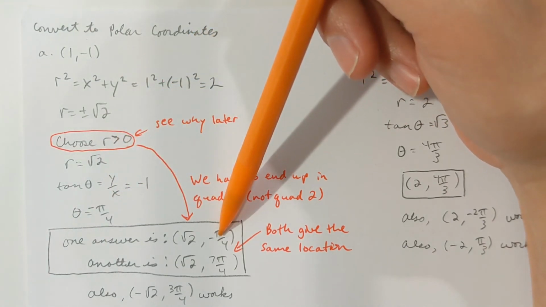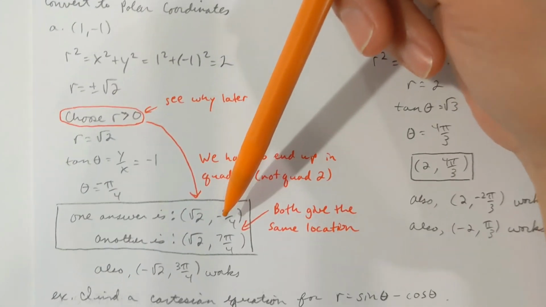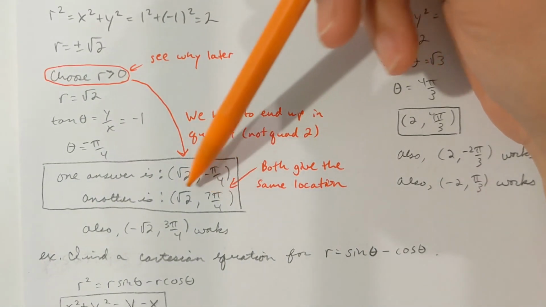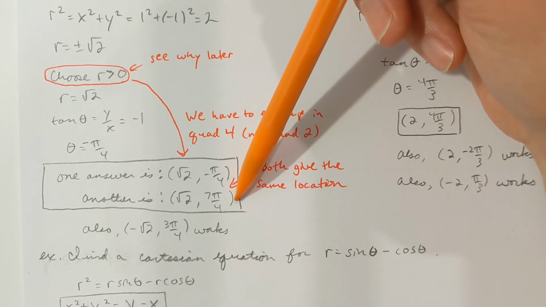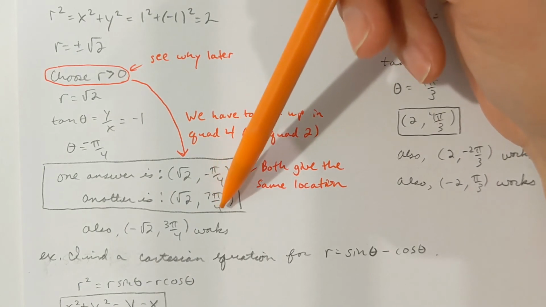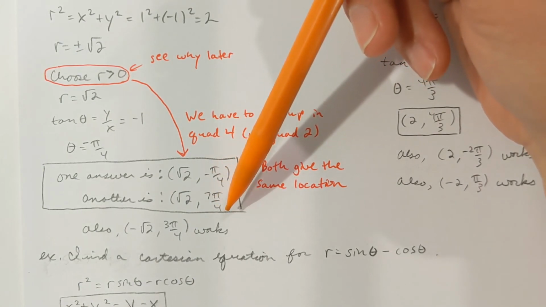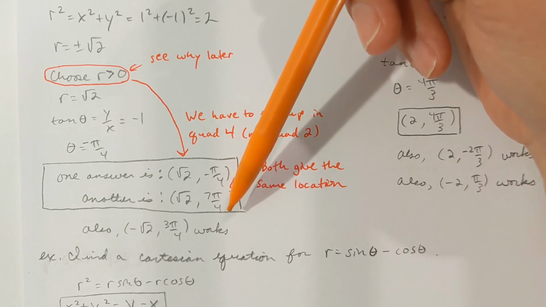The negative pi over 4 radial line would be the same radial line as 7 pi over 4, so this would also be another acceptable answer: (root 2, 7 pi over 4). That point is going to be located in the same spot, and it'd be in quadrant 4.